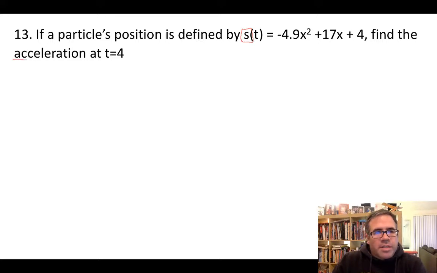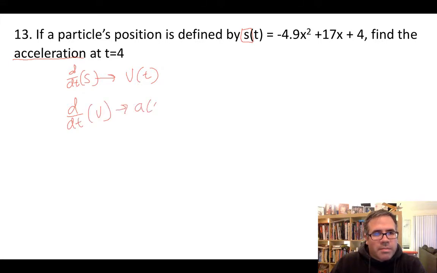So acceleration, there's a hierarchy of things where if we have a function that tells us the position of a particle, taking the derivative of the position in terms of time gets us to the velocity of a particle, right? And if we take the derivative in terms of time of the velocity of a particle, that gets us the acceleration. So we are interested in the acceleration of this, which is the second derivative of the position function.